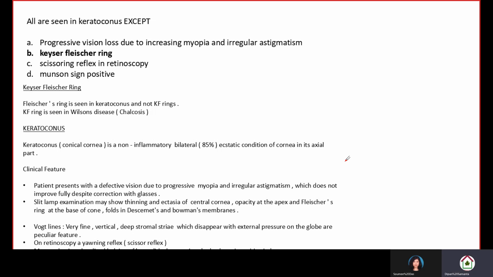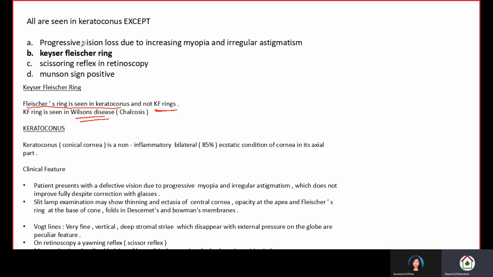Kessler-Fleischer ring. So Fleischer ring is seen in keratoconus. Only Fleischer ring. Note it down. Fleischer ring is seen in keratoconus and not Kessler-Fleischer ring. This KF ring or Kessler-Fleischer ring is seen in Wilson's disease. But only Fleischer ring is seen in keratoconus.